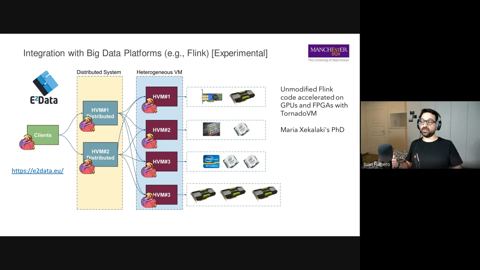And we thought, okay, what if the task managers have GPUs or any other accelerators underneath? Can we use Tornado? So what we did was we plugged in Tornado, and we managed to run and modify Flink programs on a GPU cluster. Well, not only GPUs, also FPGAs, right? And that's, by the way, the outcome of one of our students, Maria Sekalaki, who published her PhD, and we also have a paper in VLDB this year, so you can get all the details from there as well.